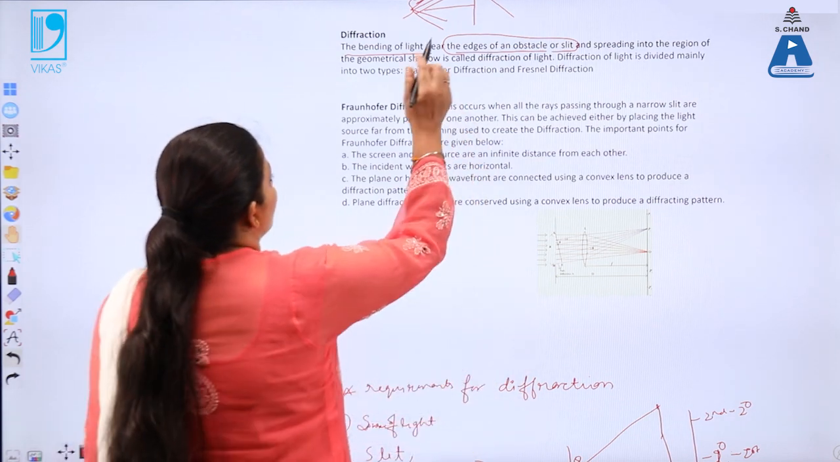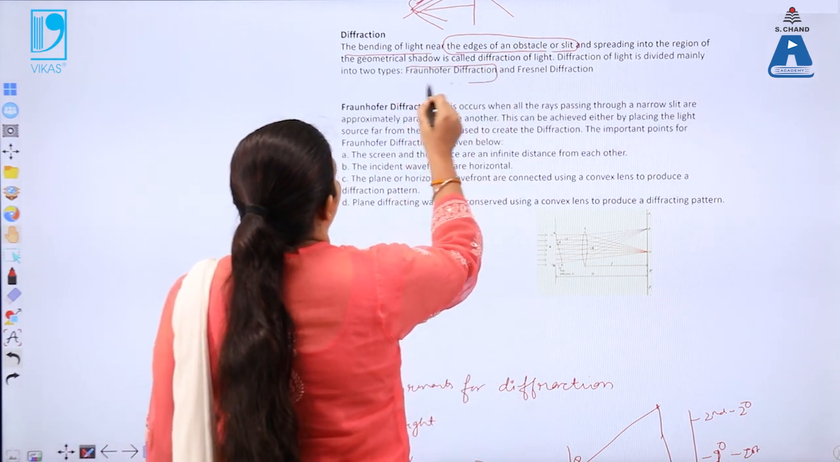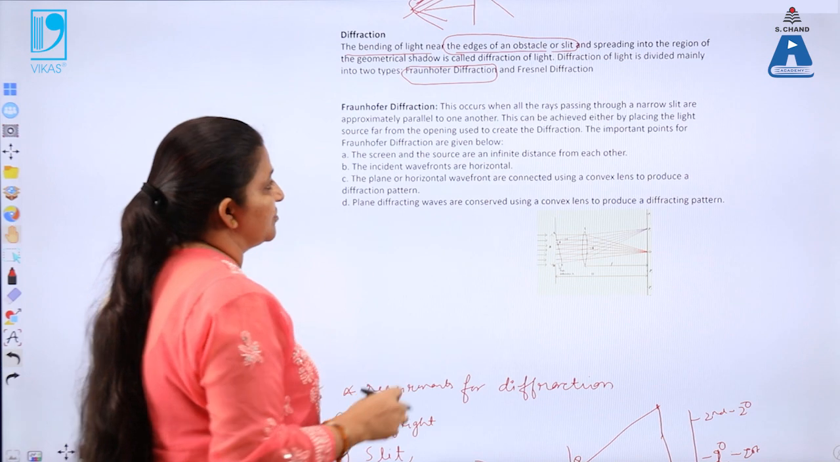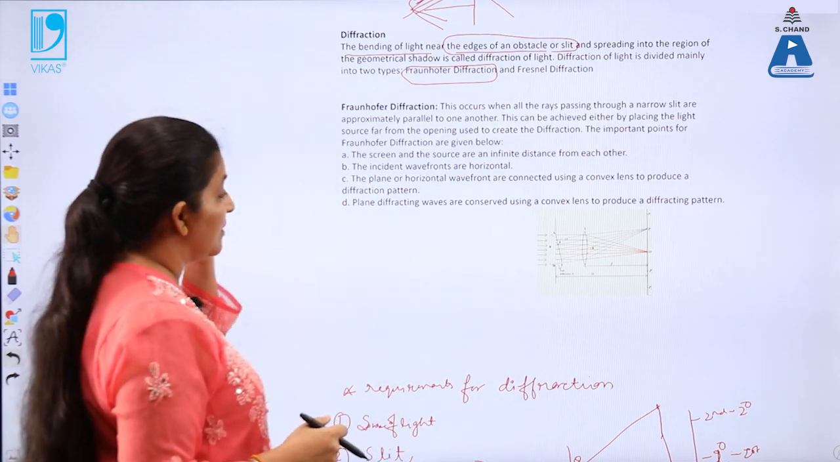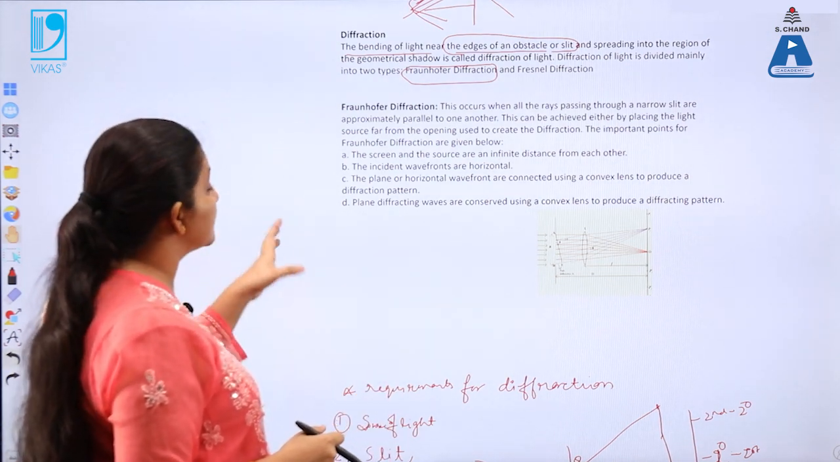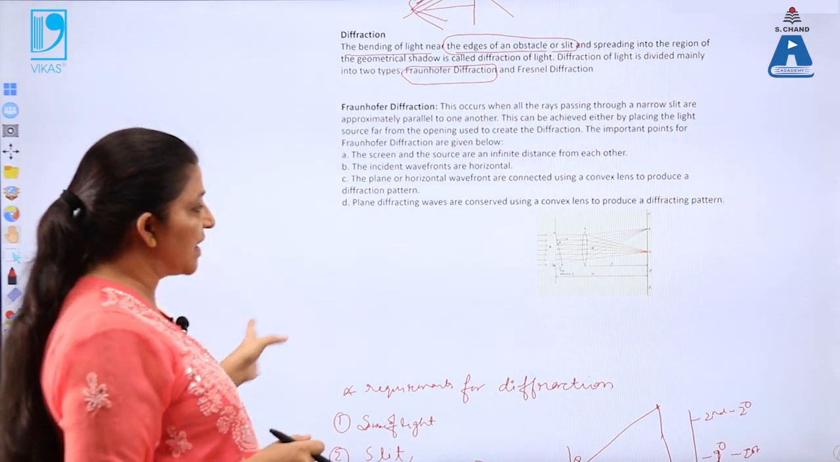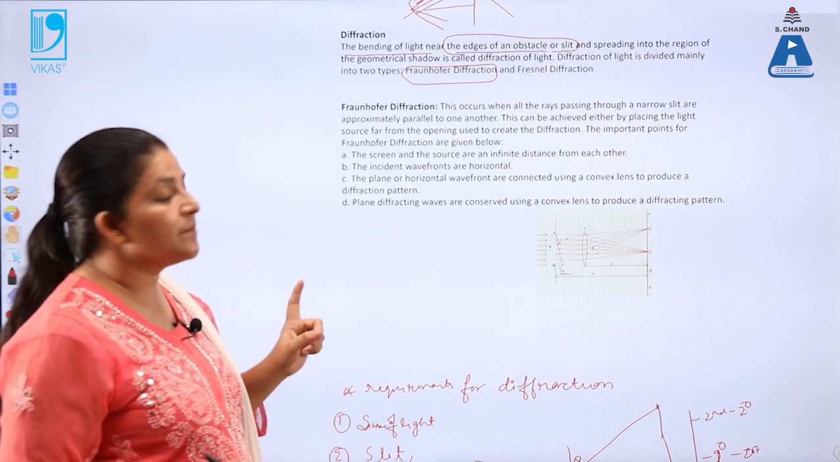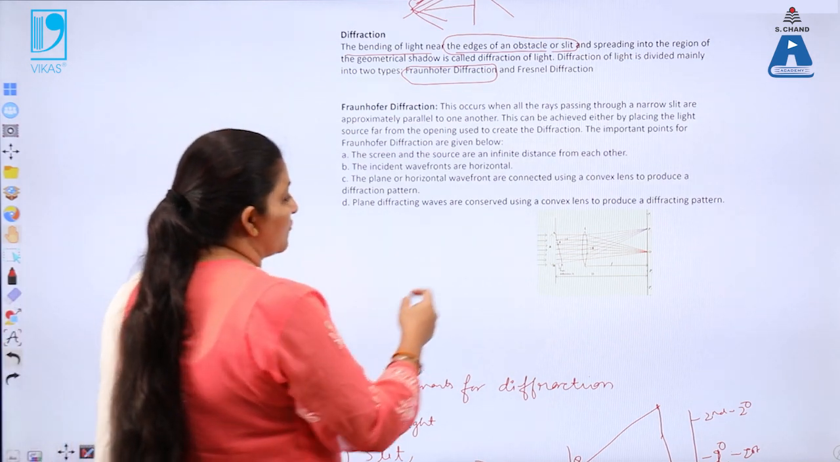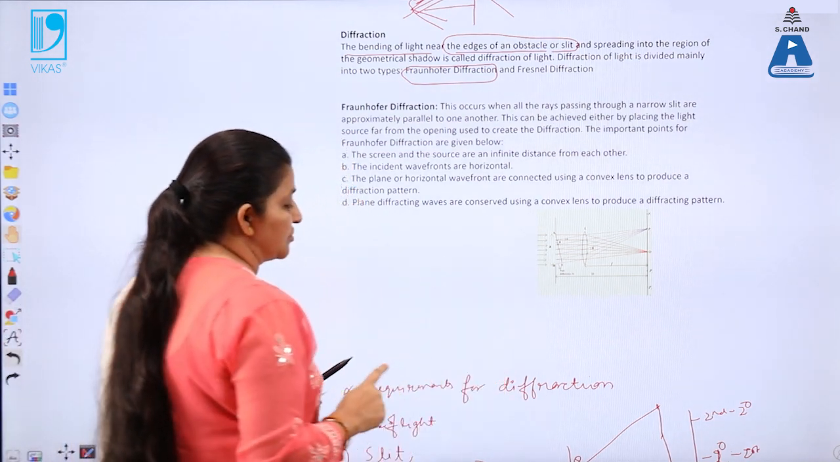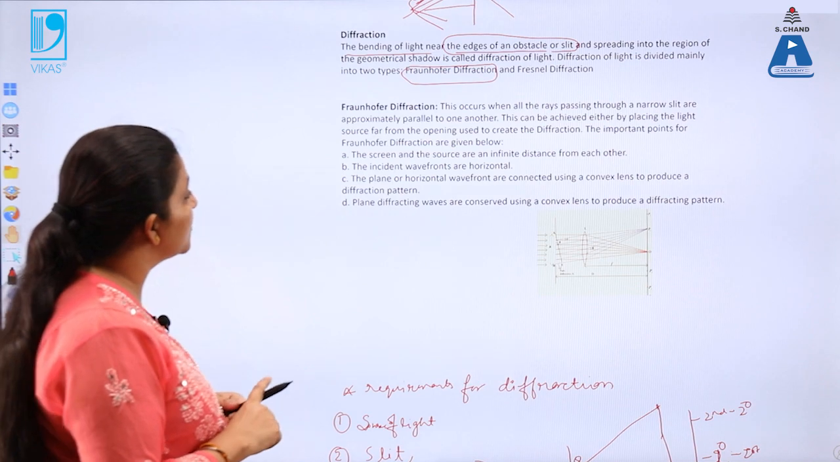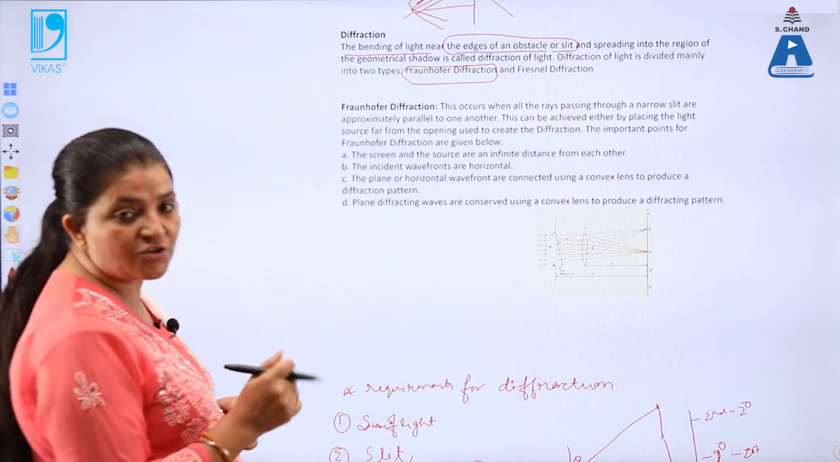So what is a Fraunhofer diffraction over here? The difference between the Fresnel and the Fraunhofer is the distance between the source and the screen. So this is a main part over here. So what kind of incident source is used? This is the first difference between the two diffraction patterns.